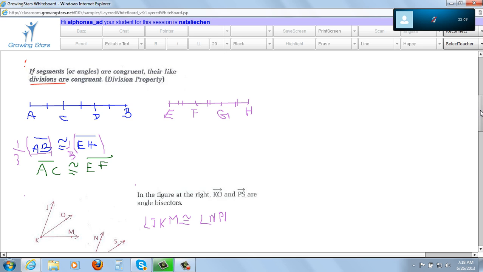When these two are the bisectors, what is the relation between angle JKO and angle JKM? Instead of doing the angle addition property, I can do it differently. You have to mention the subtraction property here. JKO is half, 1/2 of angle JKM.